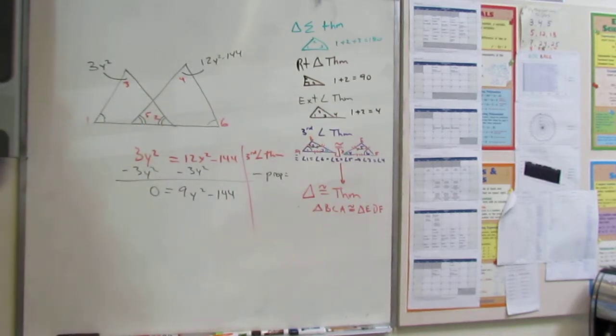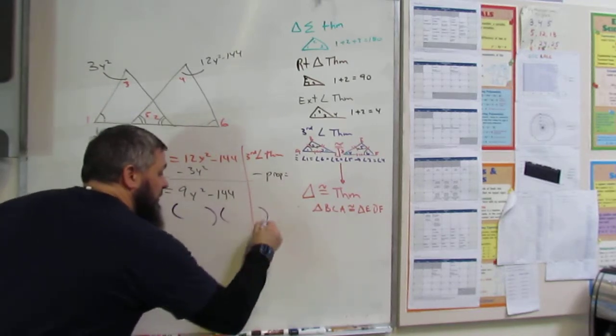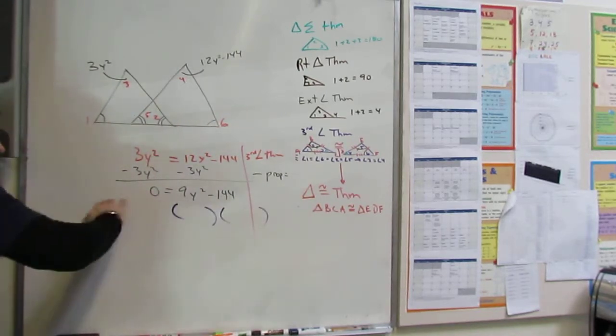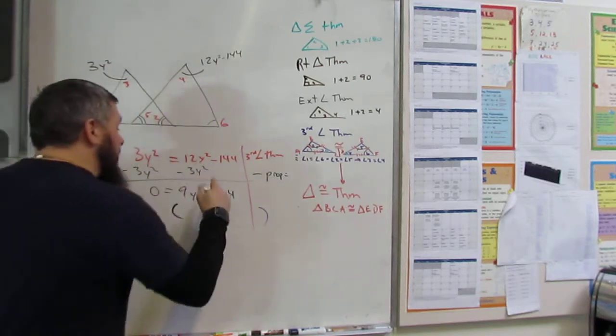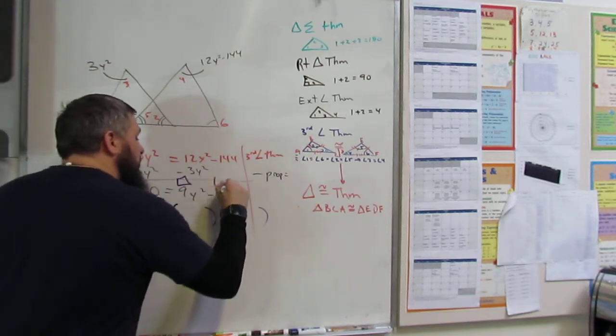Do you want me to show you what we've got to do now? We could add 144, then divide by 9, and then take the square root of both sides. Or we could do what we were supposed to learn in Algebra 1, which we didn't learn, and it's not your fault. And that is factoring. Because this equals 0, we're going to factor, and this is a difference of two squares.